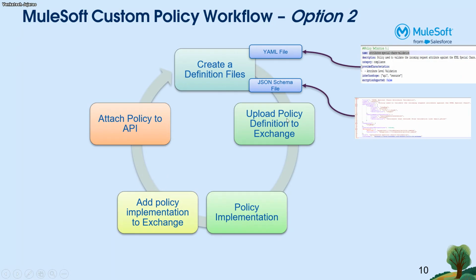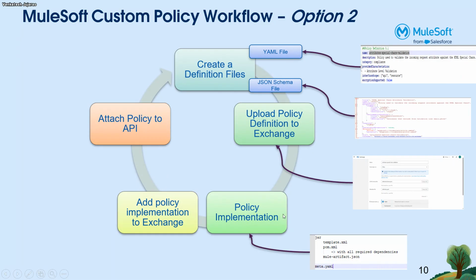Once the definition file is ready, we go to Exchange. There, we add an asset as a custom policy and upload our JSON schema and YAML schema files. Once we upload that, the asset will be created. Consider this as a contract. We have just created an asset there.